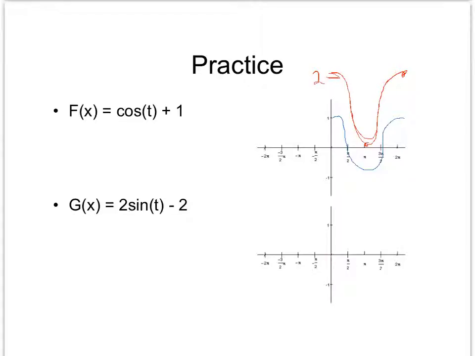Next one, 2 sine t minus 2. Now, notice we have a couple different things going on here. We have a stretch of 2, and we have a shift of -2. First thing I want to warn you about is making your graph big enough. The graph that I pasted on the slide here is not big enough. There's only a 1 and a -1. Notice you're going to stretch your graph from 2 to -2, and then you're going to move it down 2, which is actually going to make it go all the way down to -4.